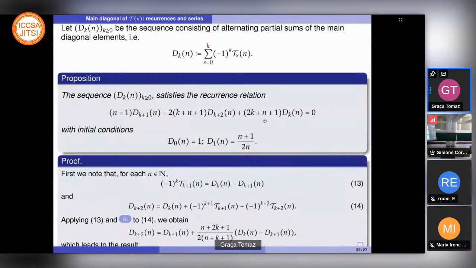Now we consider the sequence decay of alternating partial sums of elements of the main diagonal, and we have this proposition that provides a recurrence relation for the sequence decay with these initial conditions. In the proof, we use these two relations combined with the property that relates adjacent diagonal elements in the diagram.